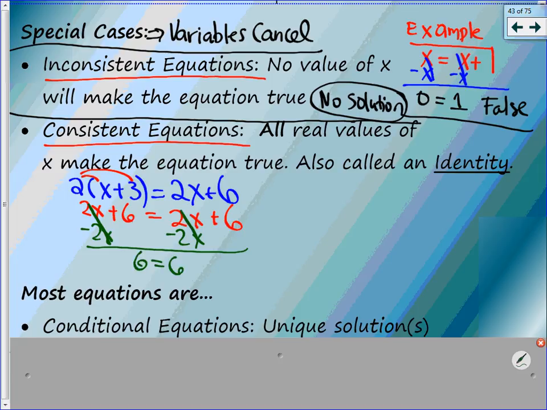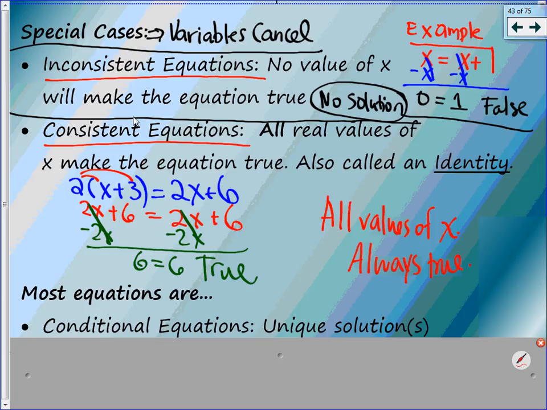Is this true or false? True. So if you get an equation that is true, that means it is true for all values of x. So that means it's always true. An inconsistent equation is never true. You can plug in any number for x and it will never work. A consistent equation is true regardless of what number you plug in for x. Any number works.